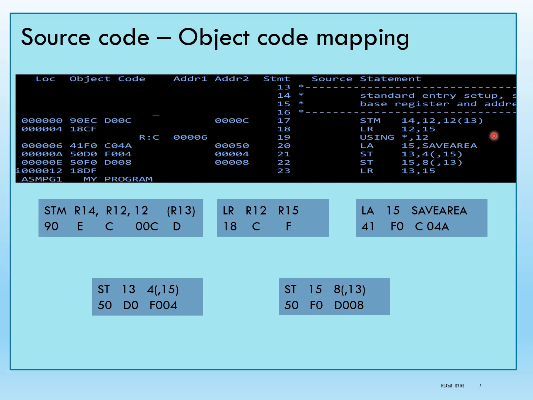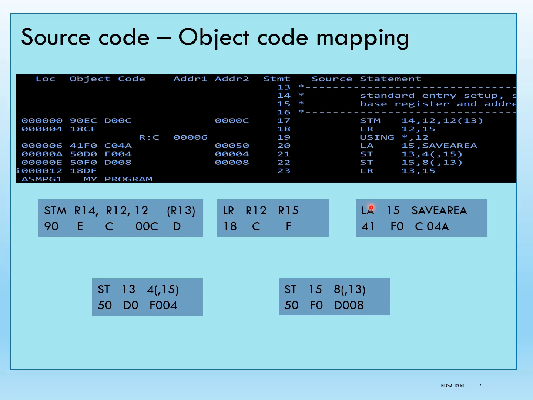Now let us go to LR 12,15. This also I showed in our class 2. LR is opcode 18, R12 is C, R15 is F. So you are just seeing 18CF. Here there is no address, it's not referring to any address in memory. Both are just registers. You are just seeing 18CF.